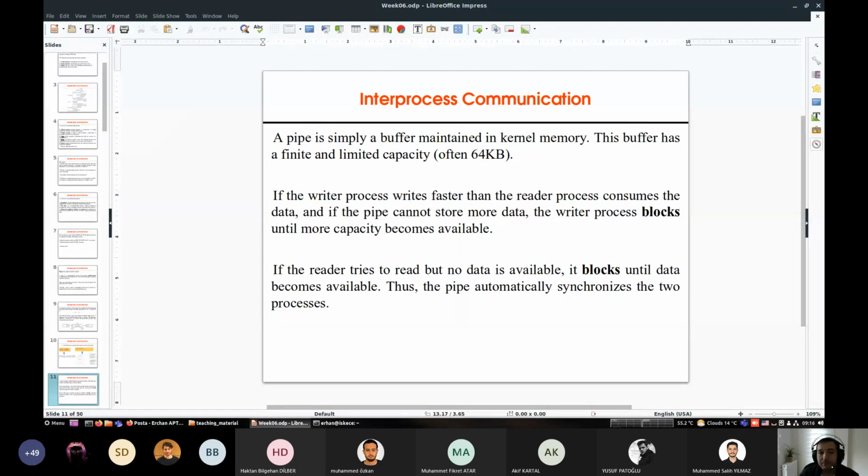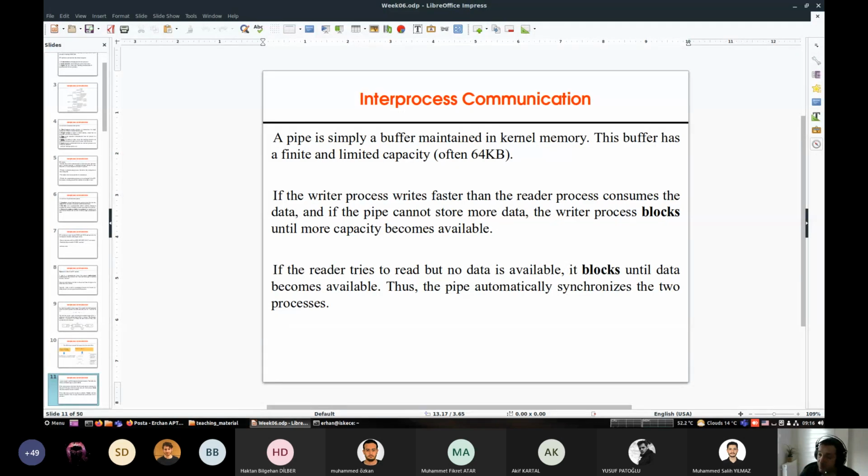Through system calls. Now, first of all, the pipe is a buffer that is maintained in kernel memory, not in process memory. It is kept in kernel memory, and it usually has a very limited capacity, often 64 kilobytes. So it is quite small.